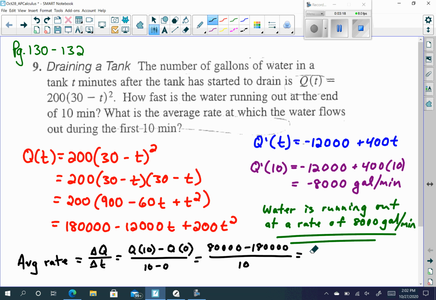Now this gives us a negative 10,000 gallons per minute. Or again, you can say the average rate at which the water is flowing out is 10,000 gallons per minute. But if you don't use the phrase flowing out, you have to have the negative sign there.